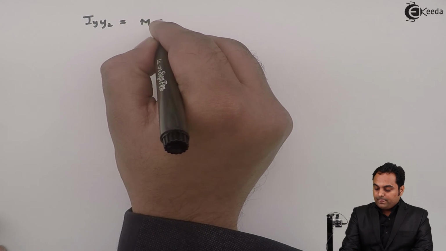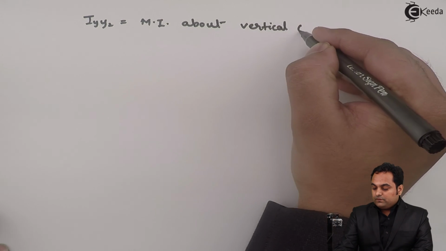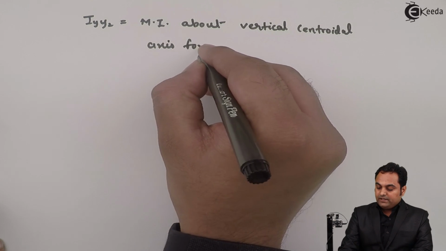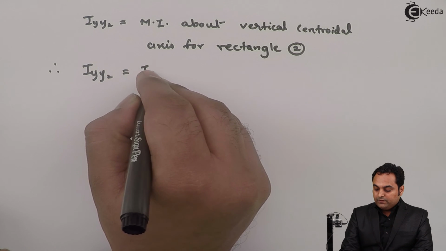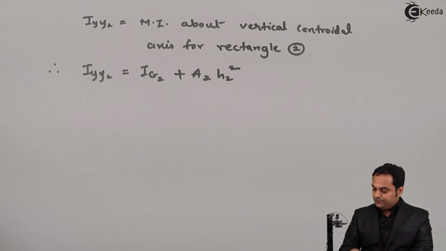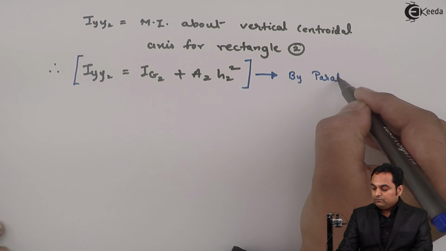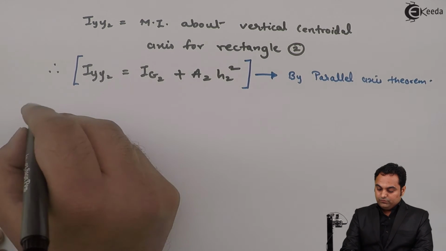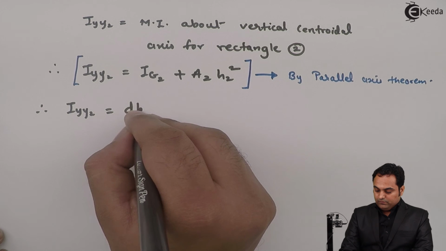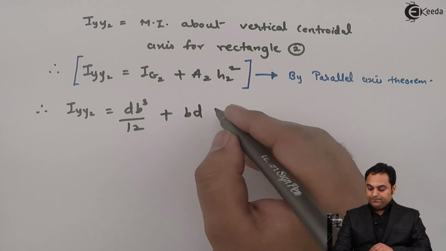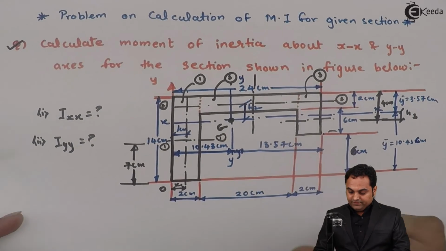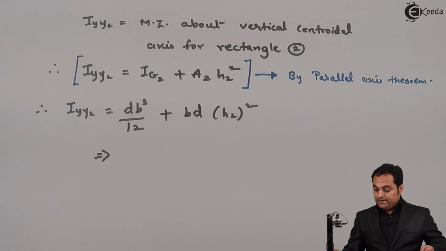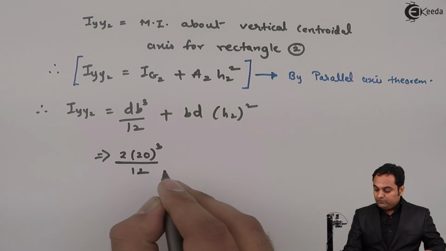Similarly, I'll calculate Iyy2, which is the MI about vertical centroidal axis for rectangle second. So therefore Iyy2 will be equal to Ig2 plus area 2 into h2 square by parallel axis theorem. Now Ig2 is db cube by 12, area is b into d, into h2 square. Now if we look into the figure, the second rectangle has b as 20 and d as 2. So 2 into 20 cube divided by 12 plus 40.